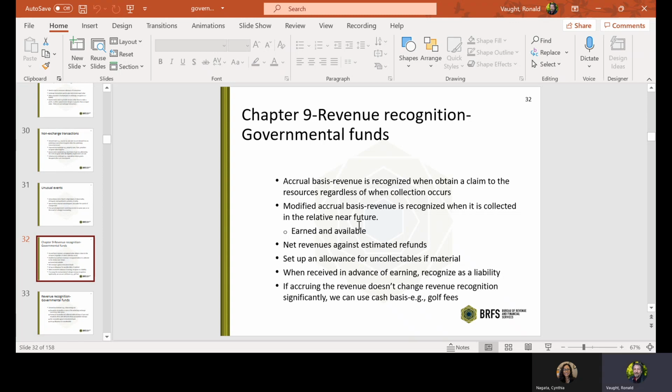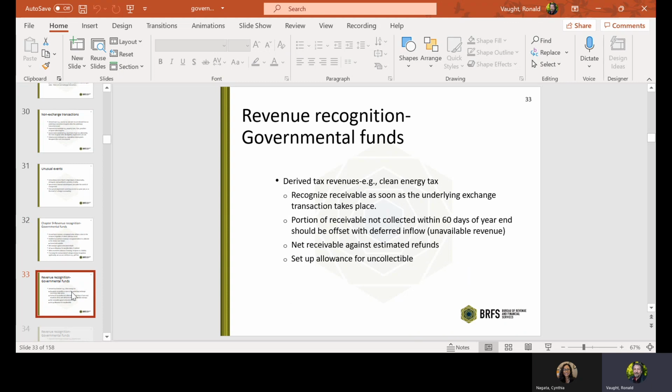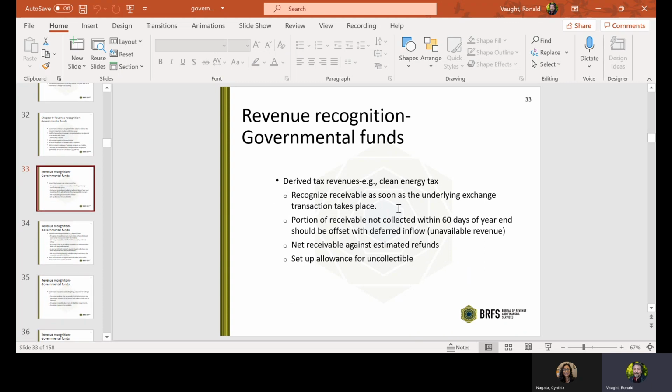But all that will change with that new short term measurement focus and accrual basis of accounting. But there are some weird things about it that I think are odd, but there are weird things about modified accrual that I think are odd too.